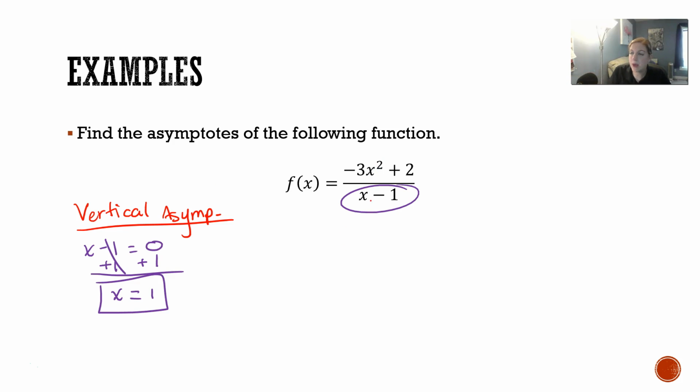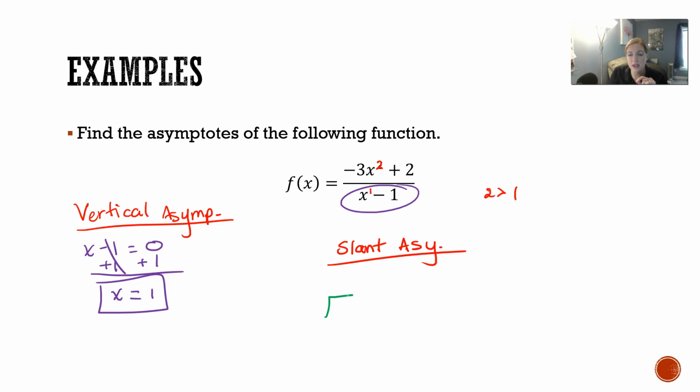So again, we need to compare our exponents, the largest exponents on the top and the bottom. Now, the largest exponent on the top is 2, and the largest one on the bottom is 1. That means the exponent on top is actually greater than the one on bottom, meaning that there is no horizontal asymptote, but there is a slant asymptote. Okay. So remember, to find the slant asymptote, you actually have to divide these two. Now, since you're dividing by a binomial, we can actually use synthetic division that we did last week.